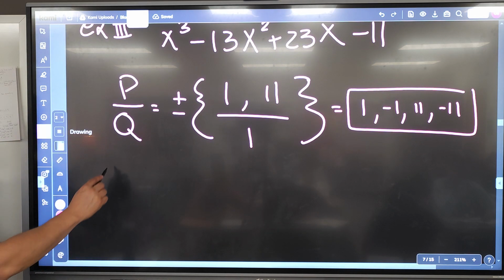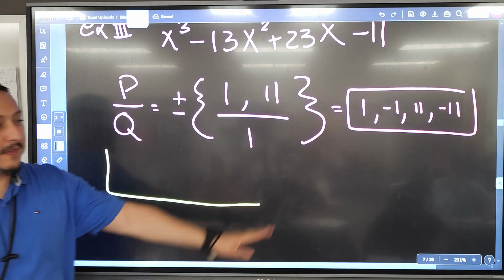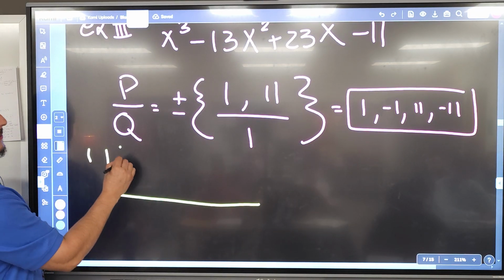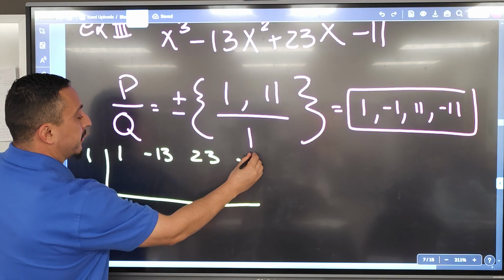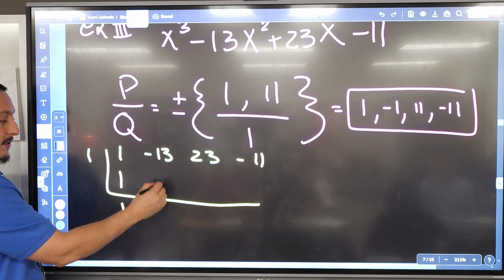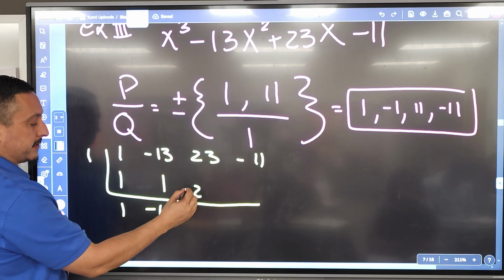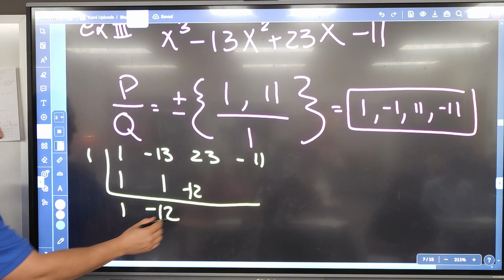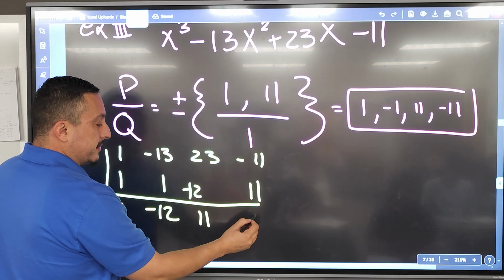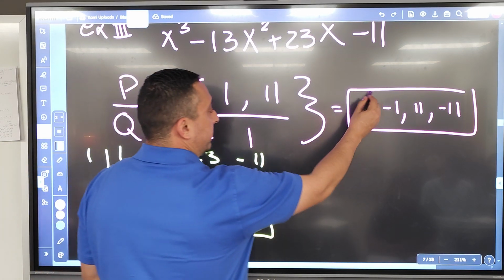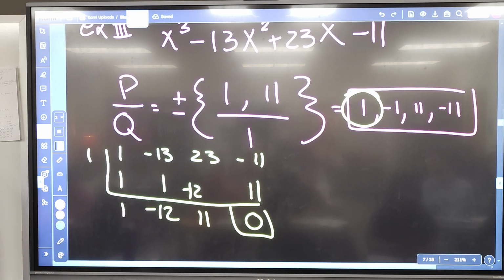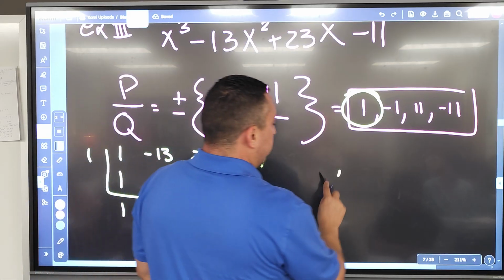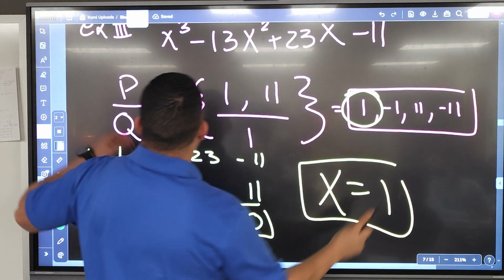I'm gonna start with the 1. I'm gonna test the 1 out. Anybody have trouble finding those, by the way? So 1, negative 13, 23, negative 11. 1 times 1 is 1, that adds to negative 12, that multiplies to negative 12, and that adds to positive 11, 0. So we have a root at x equals 1. Not always is it going to be the first one. Sometimes you got to go a few down. But we have one root here at x equals 1.